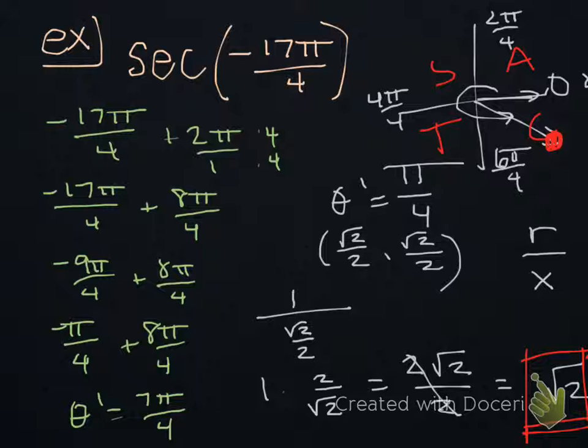Again, the other way you could have gone about this is, in quadrant 4, x's are positive, y's are negative. Notice I didn't even use the y value in my calculations, so that's why the answer is still positive.